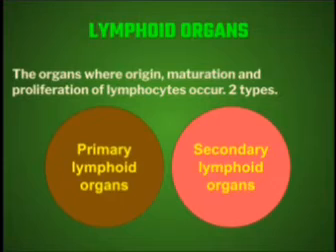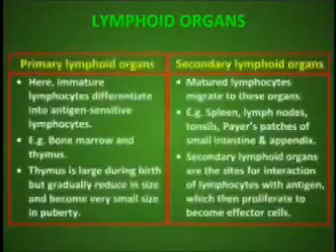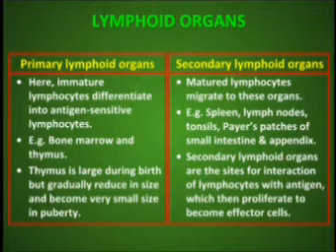The lymphoid organs are of two types; they are divided into two different parts. Number 1, primary lymphoid organs, and number 2, secondary lymphoid organs. In the primary lymphoid organs, the immature lymphocytes differentiate into antigen-sensitive lymphocytes. The most important primary lymphoid organs are bone marrow and thymus, where the immature lymphocytes become differentiated and become antigen-sensitive lymphocytes.